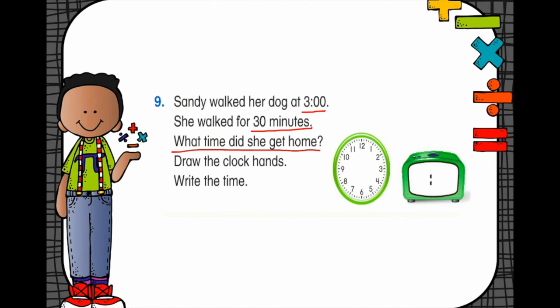So to draw my hands, and I'm going to try my best here, even though it's a little difficult on my computer, I'm going to show that I'm not at 3 o'clock anymore, but my hour hand is in between the 3 and the 4. And she walked for 30 minutes, so that means half past, meaning my long minute hand has gone halfway around the clock all the way to my 6. Now my time on this clock shows 3:30. So that is how long she walked. That's the time that she got home. Now I can write that digitally as well. The hour is still 3, and half past 3 o'clock we know is a half hour or 30 minutes. So I write the numbers 3 and 30.